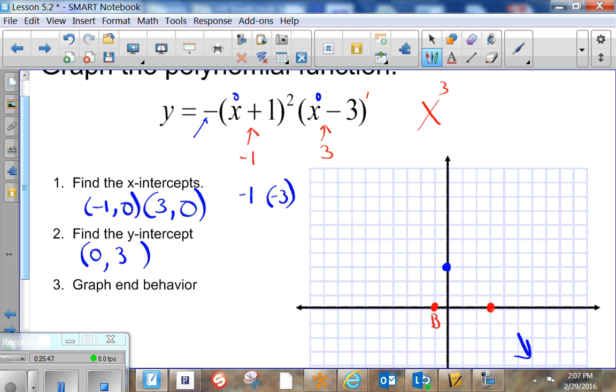So I need to make all of those fit together, starting up, ending down, and bouncing at -1. Okay? So we're just going to bounce, go up, then down through 3. So the end behavior, we're going to be up.